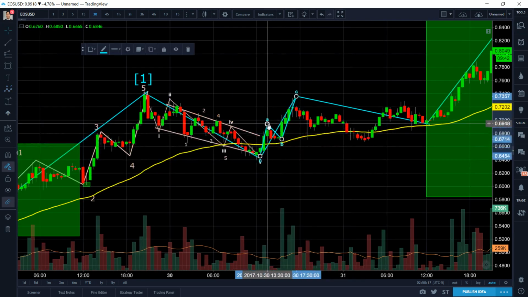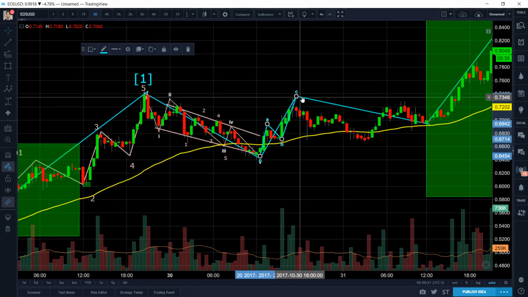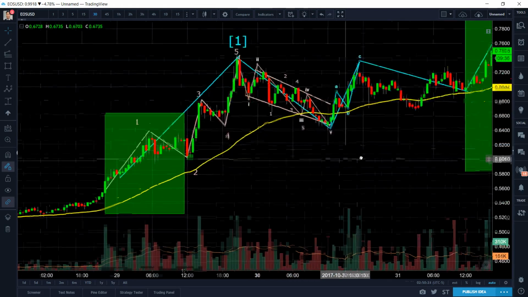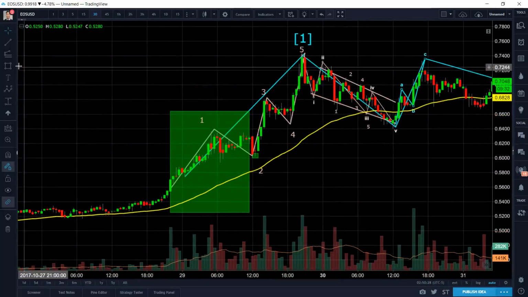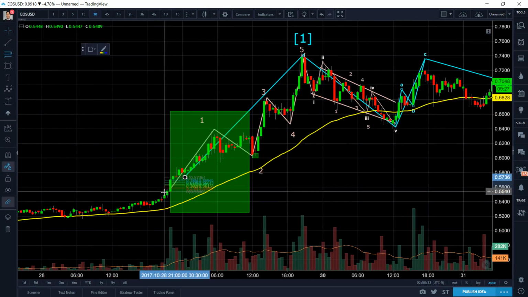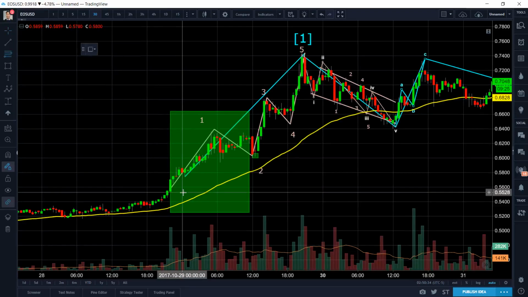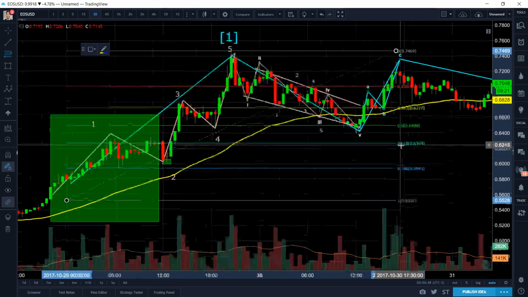As soon as this one formed, we know it's A. As soon as this bottom formed, we know it's B. As soon as this one formed, we know it's C. So this one would have been a really good entry point. And the reason why it would have been a great entry point is because we take our Fibonacci retracement right here, okay? We take our Fibonacci retracement to the point that it began, and we notice that it's bouncing right off of the 0.5 level.